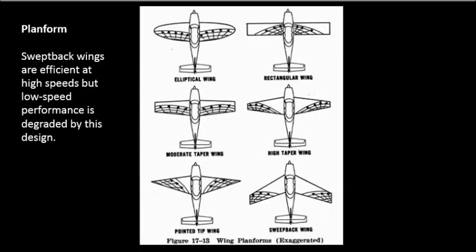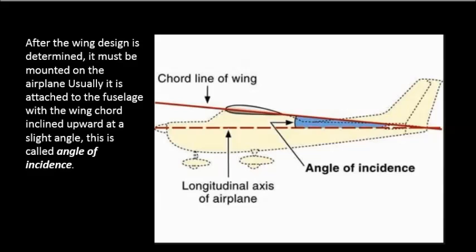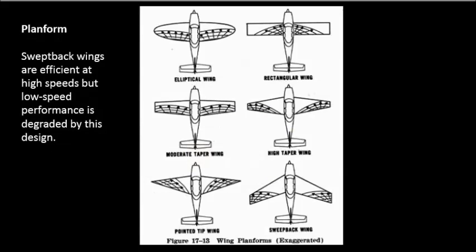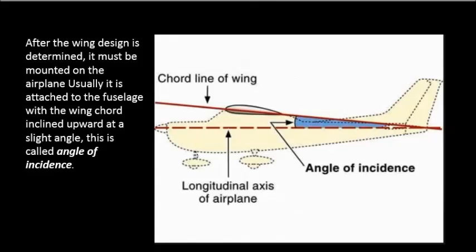Swept-back wings are more or less found on jet aircraft, transport aircraft, and so on. They're very efficient at high speeds, but at low speeds they kind of suck. But for low speeds, there are other little options that we're going to discuss later. After we determine what our planform is going to be and we make the wing, then we mount it.